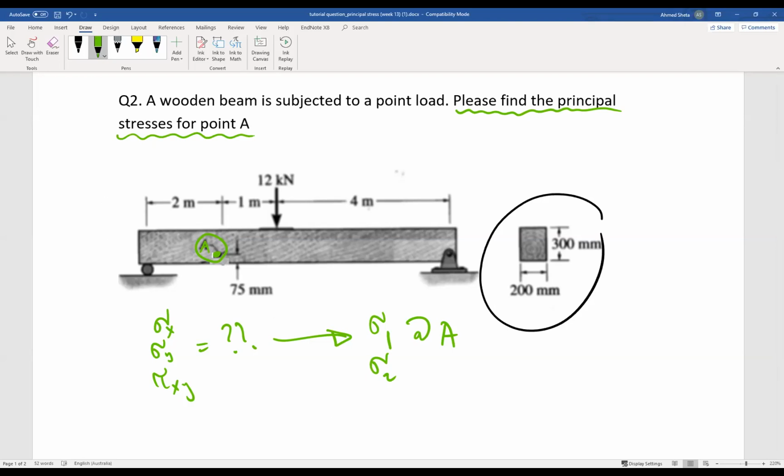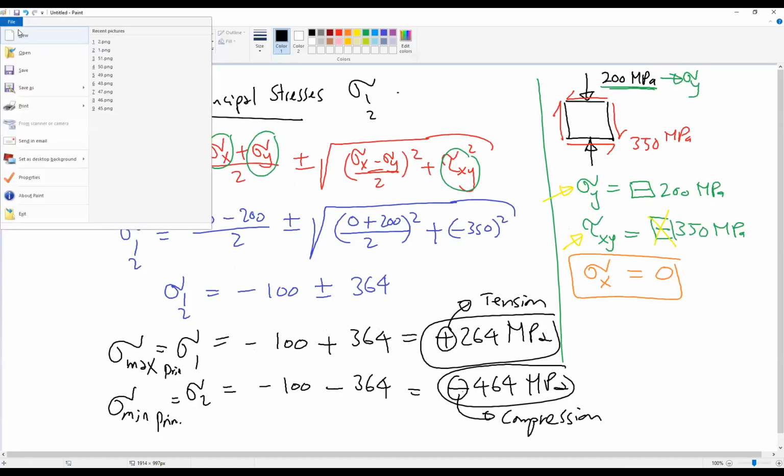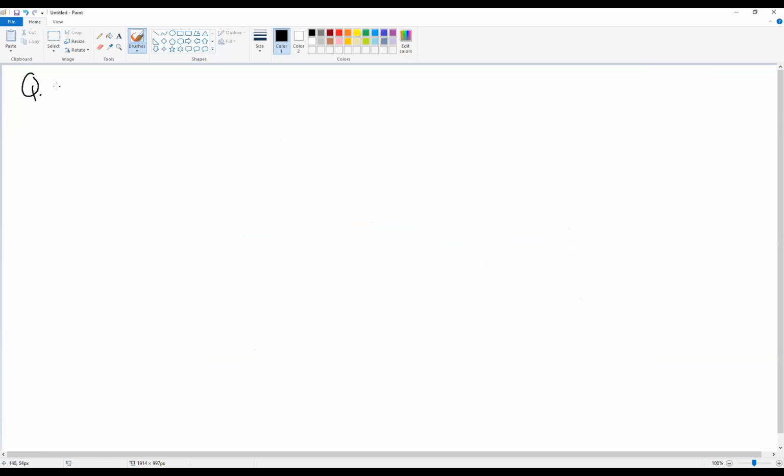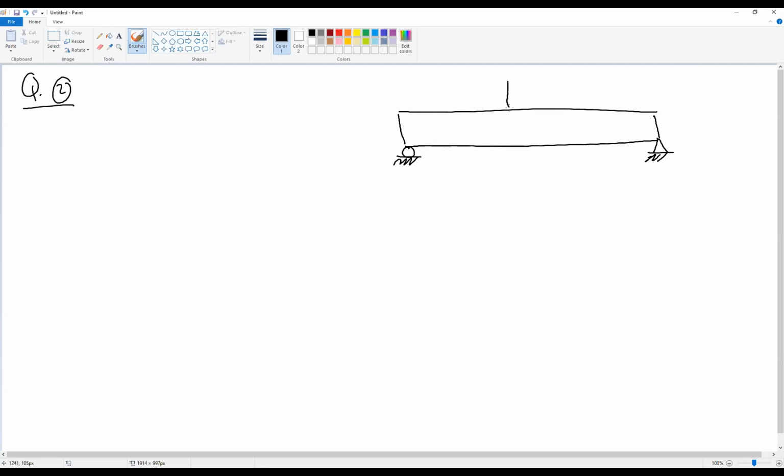Okay, so now shift to the paint to explain this one. For question 2, we have a simple beam, and we have 12 kilonewton applied here. And the distances here: this is 4 meter, this is 1 meter, and this 2 meter.